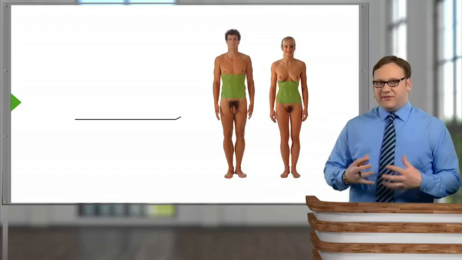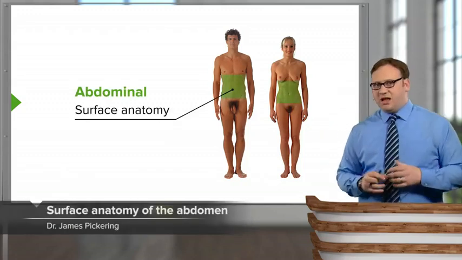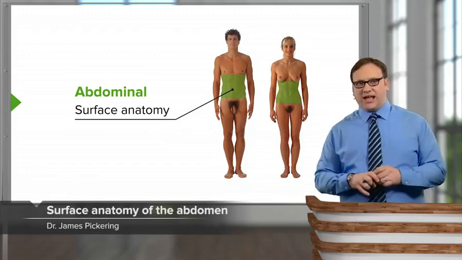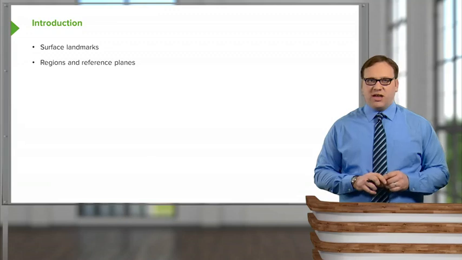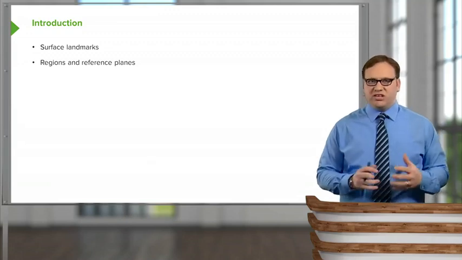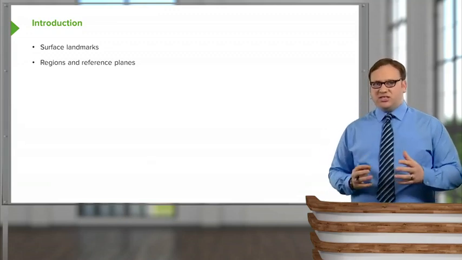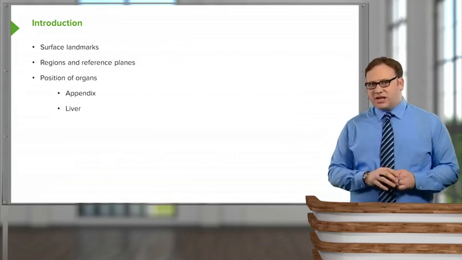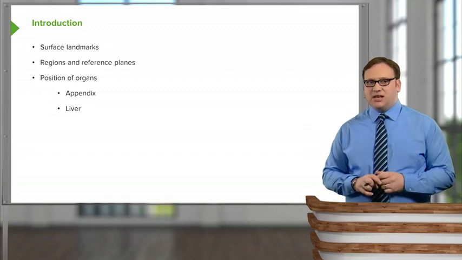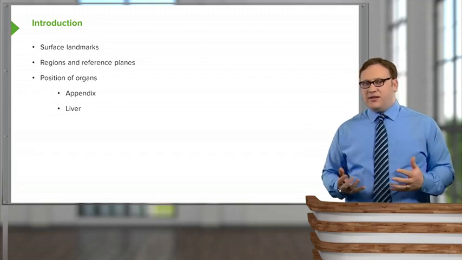In this lecture, we're going to look at the surface anatomy of the abdomen. So we're going to look at various surface landmarks which we can observe on the anterior and lateral aspects of the abdomen. We're going to use these landmarks to create various reference planes and regions, and then using these regions locate the position of organs within the abdomen. For example, we'll look at where the appendix is located and where the liver is.